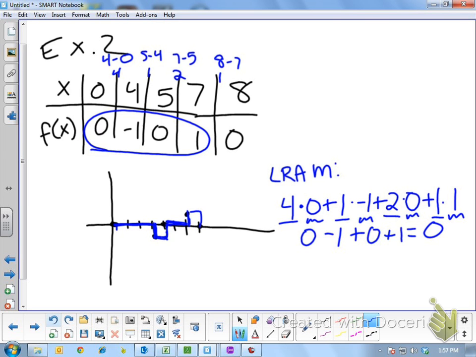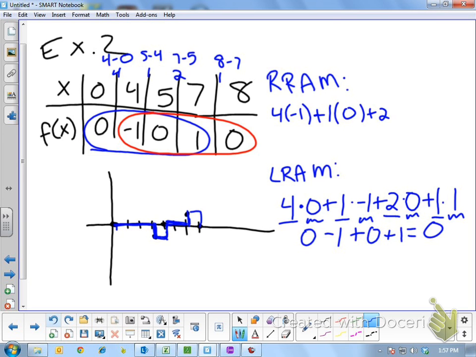So if I was doing a right Riemann sum, which points should I use? The ones on the right. So I start at -1 and move on. So for a right Riemann sum, I would go still the same width, 4 times -1 plus 1 times 0 plus 2 times 1 plus 1 times 0.